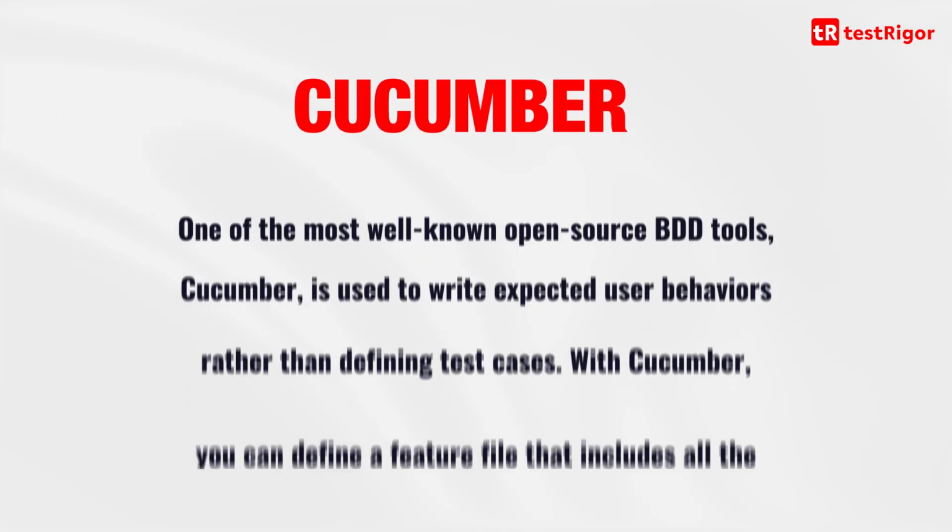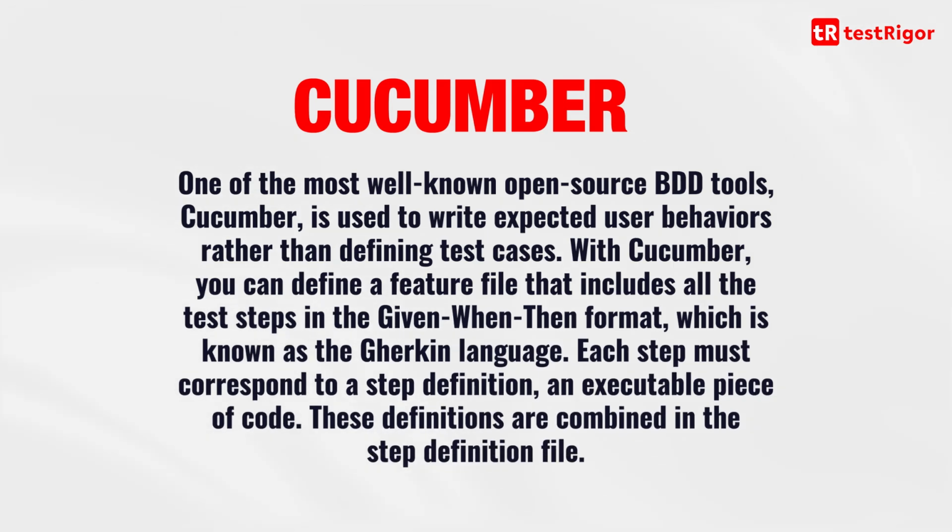One of the most well-known open-source BDD tools, Cucumber, is used to write expected user behaviors rather than defining test cases. With Cucumber, you can define a feature file that includes all the steps in a given-when-then format, which is known as the Gherkin language. Each step must correspond to a step definition or an executable piece of code. These definitions are combined in the step definition file.